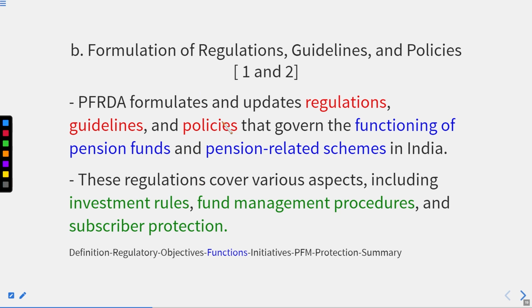Whereas these particular things, rules, guidelines, policies, regulations, whatever you can say, basically include various aspects. Some of them are investment rules, like what should be the amount to be submitted on a periodic basis and how the investment will be done. Fund management procedure, like whether the amount will be invested in the stock market, in mutual funds, or whatever you can say. All these things should be mentioned. Thereafter, subscribers' protection. In case of any unforeseen or unfortunate event, how the subscriber is protected, and it sets out the liability of the pension custodians or pension fund managers towards their subscribers. So this is the second part. Now let's move ahead.